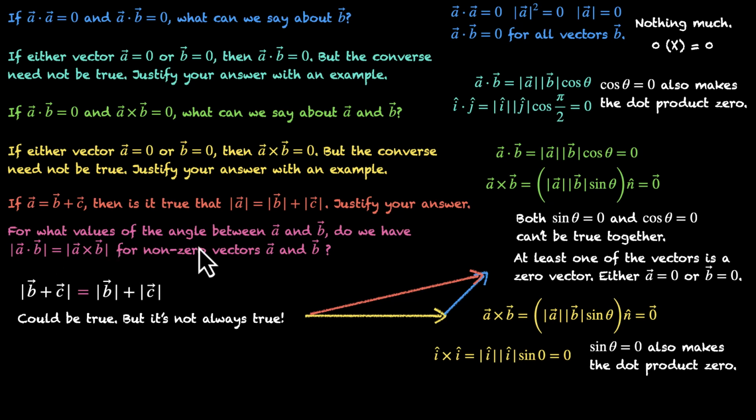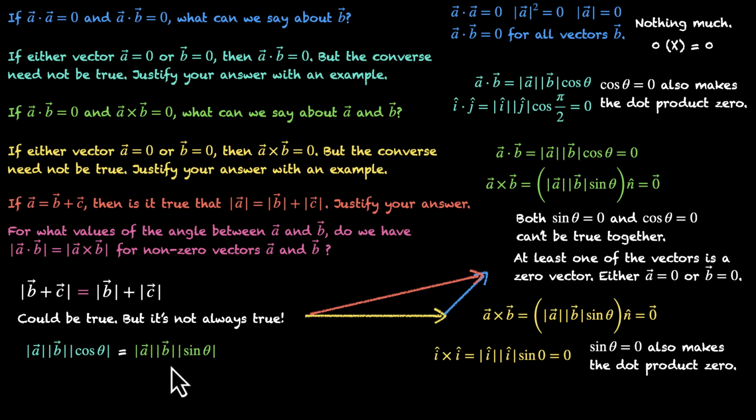For what values of the angle between A and B do we have mod of A dot B equals mod of A cross B? And in this case, we are taking non-zero vectors A and B. So now we have to make the magnitude of the dot product equal to the magnitude of the cross product. For what angle between A and B is this happening? Let's think about it. So mod of A dot B, that's mod of A, mod of B, and because we're taking the magnitude, we'll have mod of cos theta, we'll take the positive value. That's equal to mod of A cross B, so that's mod of A, mod of B, and mod of sine theta. N cap, the perpendicular vector, will have the magnitude 1, so we can ignore it.